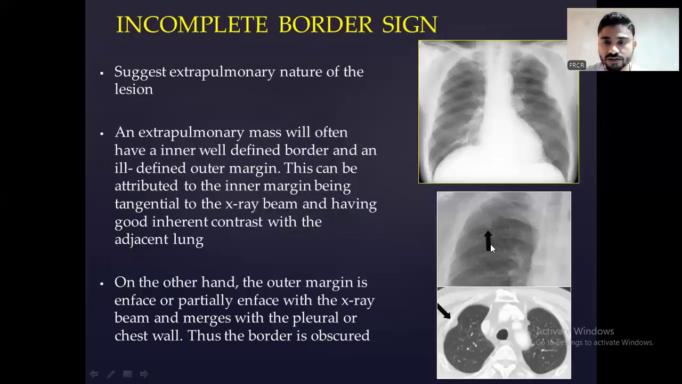So this is an incomplete border sign, and this is the chest CT of the same patient, and here you can see this lesion, and it is extrapulmonary in nature. So sometimes the lesions are not seen in profile view. Lesions are sometimes seen in en face view, and in such lesions you will be able to identify which border of the lesion is well defined and which border is ill defined, so that you can apply the incomplete border sign there.